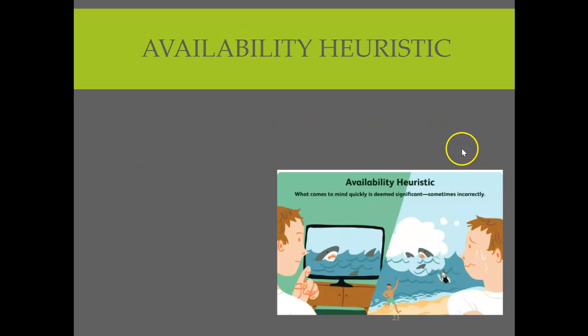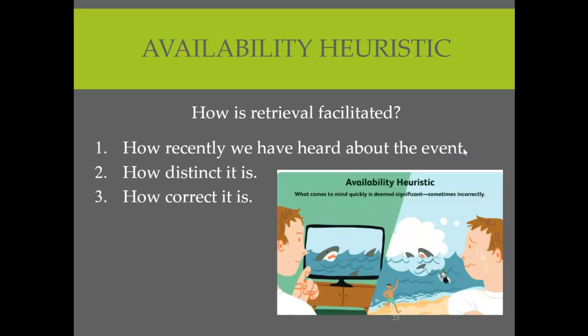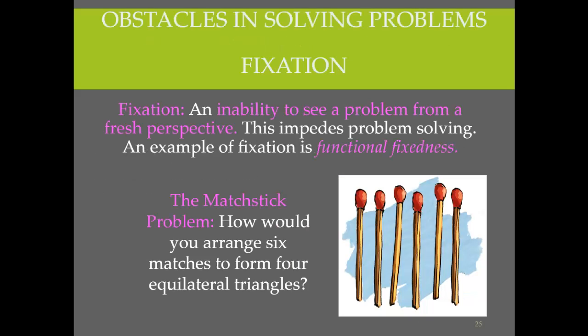Another example of an availability heuristic: how recently we have heard about an event, how distinct it is, how correct it is. So let's say you're considering going on vacation to a beach, but you've heard on the news that there were shark attacks at some other beach far away, and that influences your decision. Whether or not it was actually close to you or how often that actually happens, that may be misleading and incorrect to how you make your decision. But availability heuristic, you're basing your decision off of what's most recently available to you.